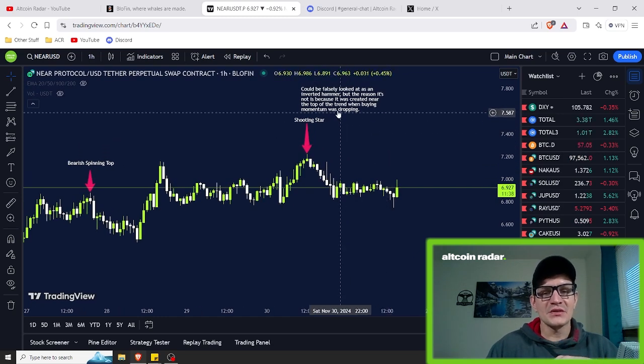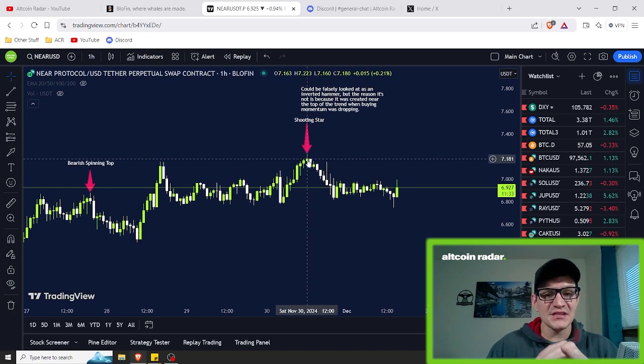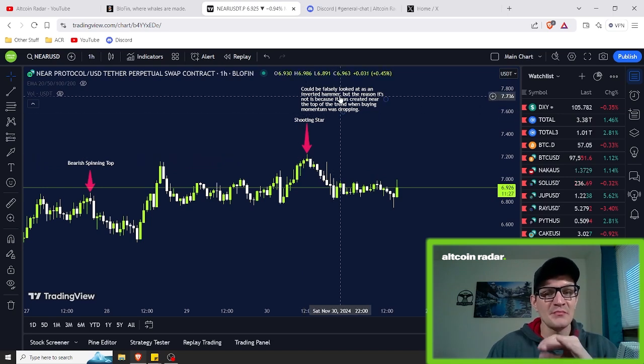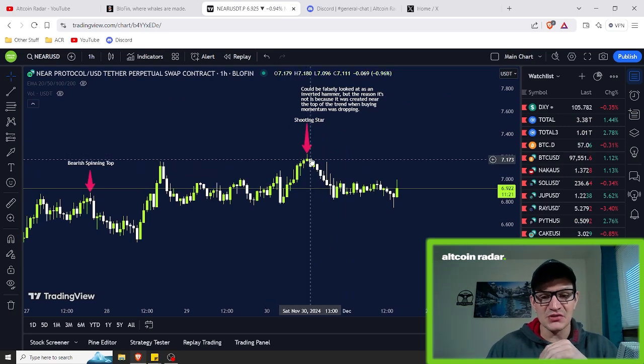Now, the other thing I want to talk about here is a note I put with it too. Since this candle is green and not white or red on your chart, it could be falsely looked at as an inverted hammer candle, a bullish inverted hammer candle instead, since they pretty much look the same.